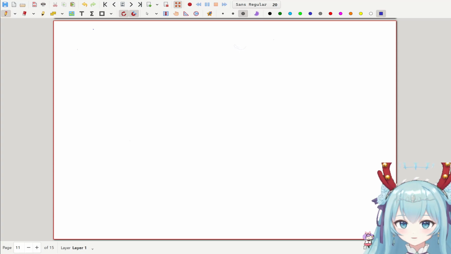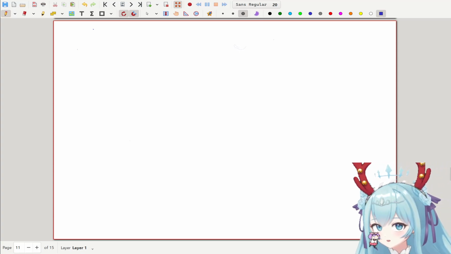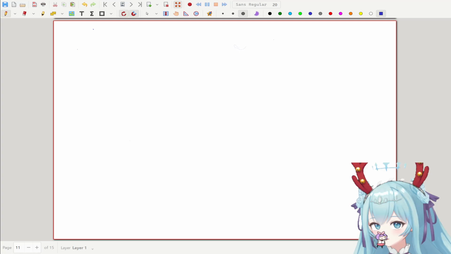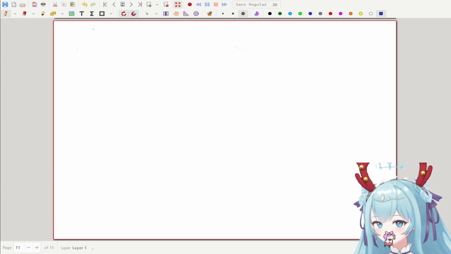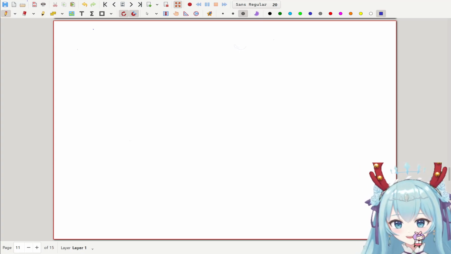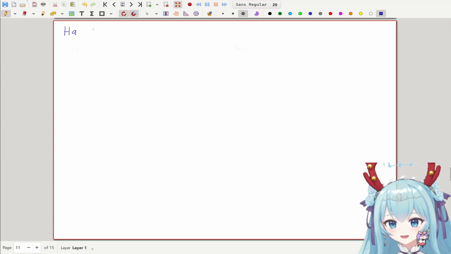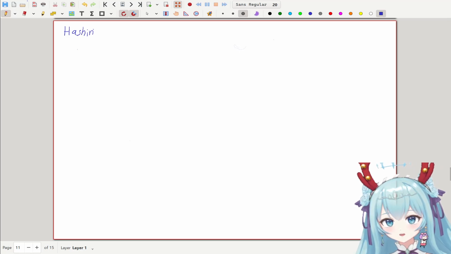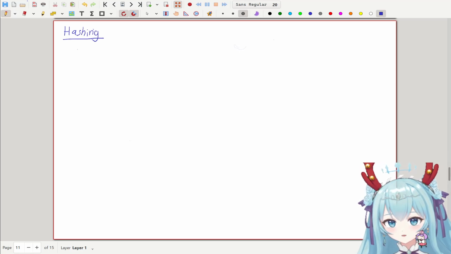We have to move on to the next slide. What we can do is something called hashing. If you have done hash tables before, then this will be very easy to understand.